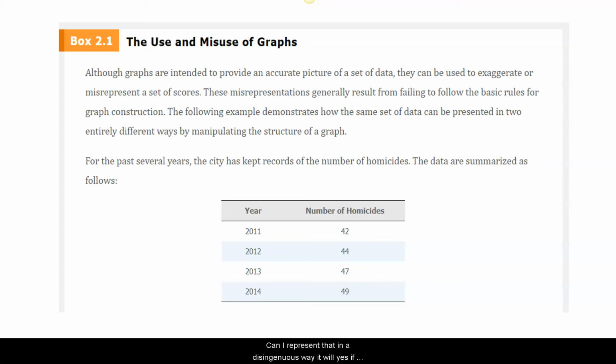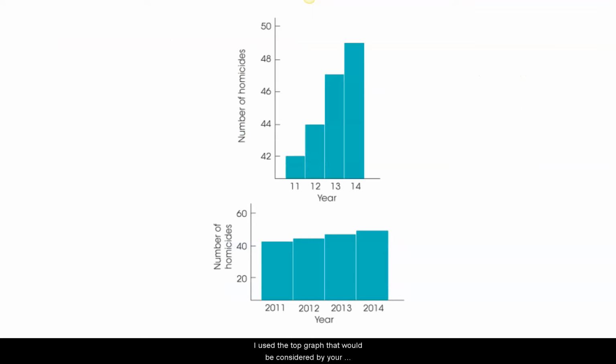Could I represent that in a disingenuous way? Well, yes. If I used the top graph, that would be considered by your author to be graph abuse, which is a strong term, but I think it's very real. I can make it look as though 2014 was catastrophic and 2011 was relatively subdued in terms of homicides. And I do that disingenuously by not beginning the graph with 0. If I begin the graph with 41, roughly, which is what it appears to begin with, it appears that 2011 was a docile year and 2014 was catastrophic, when in fact that isn't true.